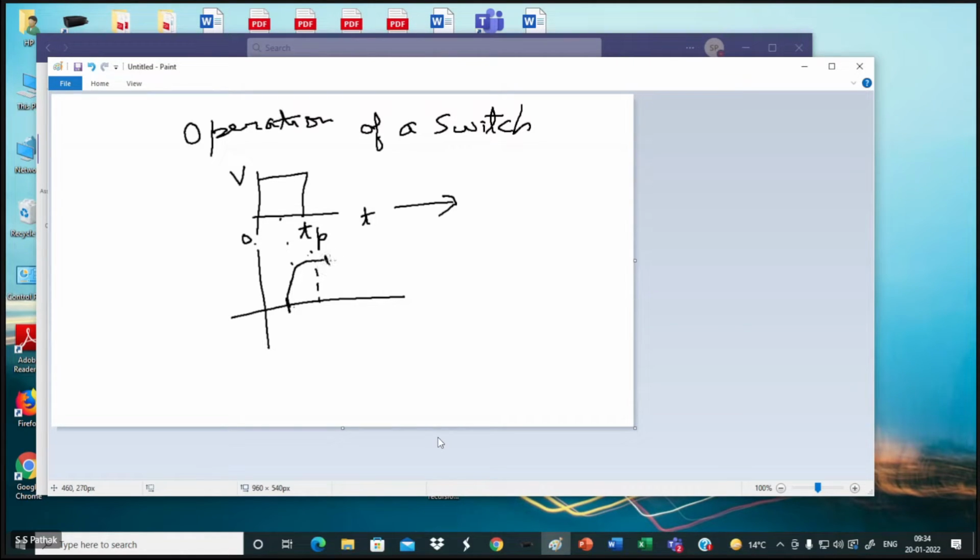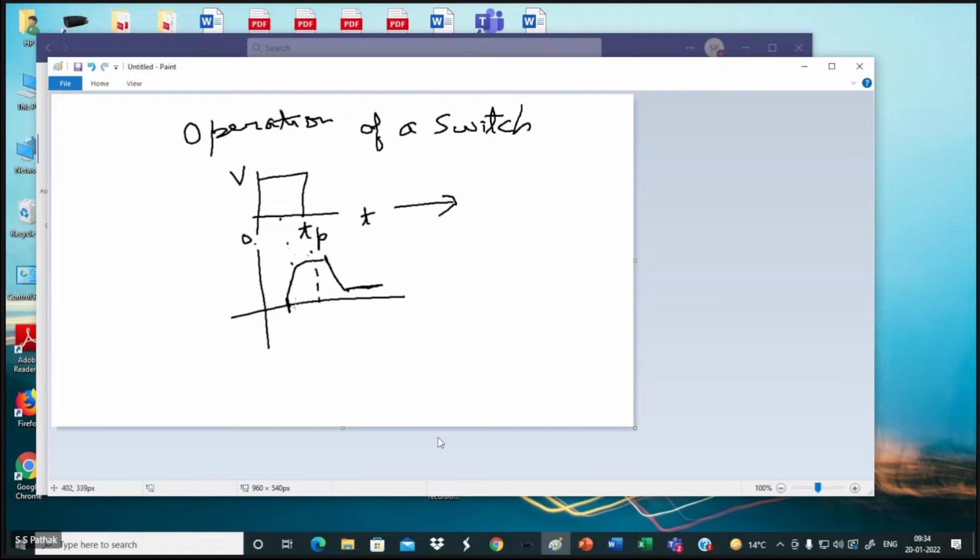After that, it starts decaying because the negative voltage comes. So it will start decaying like this. It has gone up to this point, and then it becomes some voltage here. It may be zero, it may not be zero, unless the next pulse arrives.